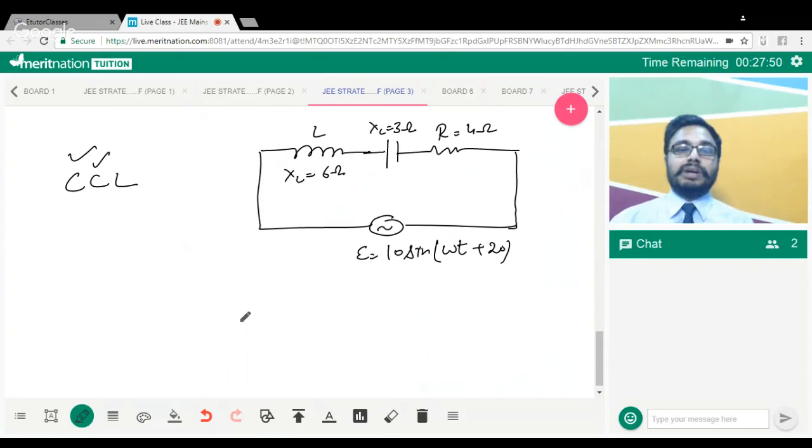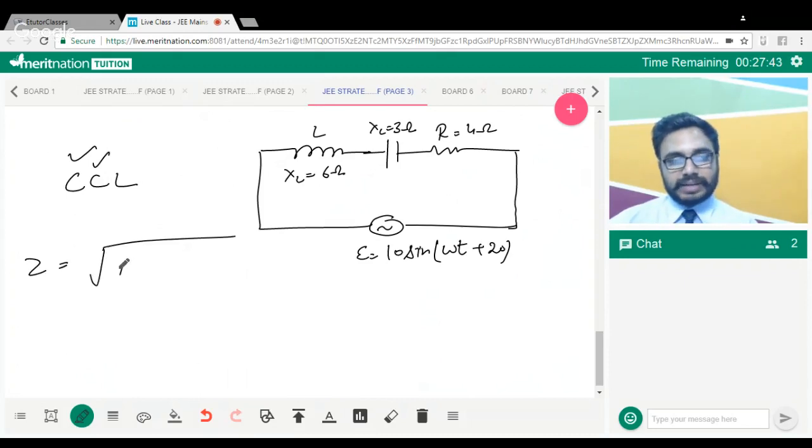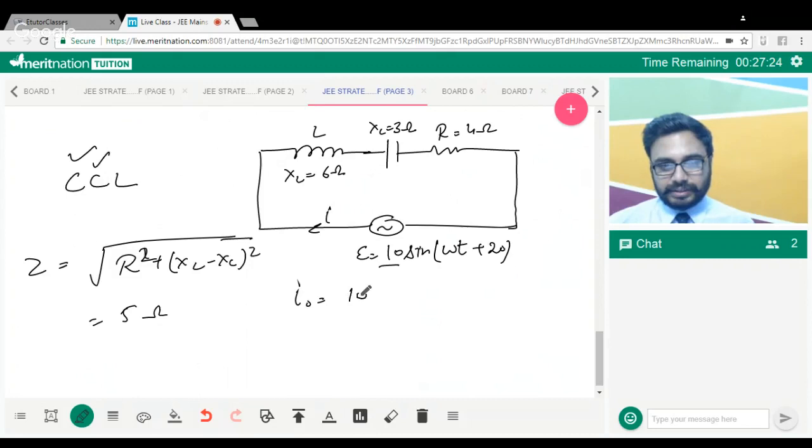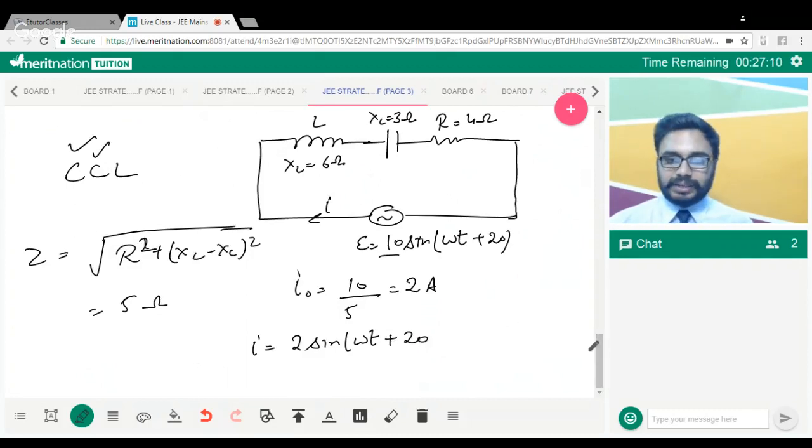For these kinds of questions, we have to find the impedance Z. Z is equal to the square root of R squared plus (XL minus XC) whole squared. If you solve it, it will come to 5 ohm. Then we'll find the current drawn. The maximum value of the current will be equal to the maximum value of potential divided by the impedance, that is equal to 2 ampere. So I is equal to 2 sine omega t plus 20, but plus something else will also come up. What that else is, we have to find using the power factor here.